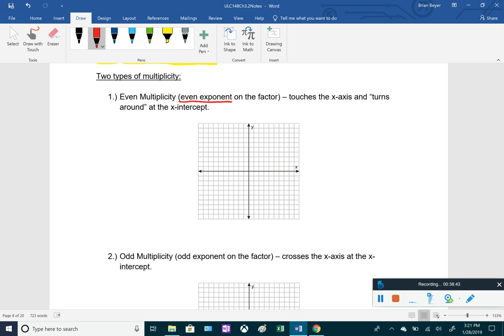So if there's even multiplicity, that means there's an even exponent on the factor, and that means it touches the x-axis and turns around at the x-intercept. So let's say we have an x-intercept right here, and let's say we know it does this. Let's say that's some function. Since it touches it, here's the x-intercept, it touches the x-axis and then turns around the way that it came, the function stayed positive, we would say the x-intercept has even multiplicity.